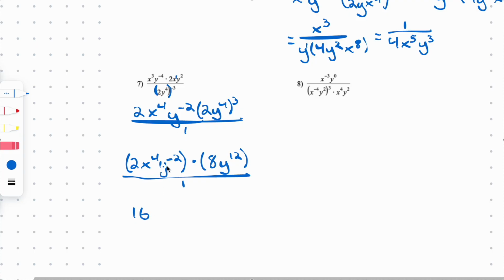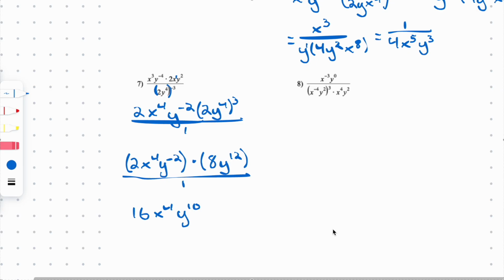Now we just want to add. We don't have any other x's, so we have x to the 4th, y to the negative 2nd times y to the 12th power. We just do negative 2 plus 12. We get y to the 10th. And that's going to be our answer.